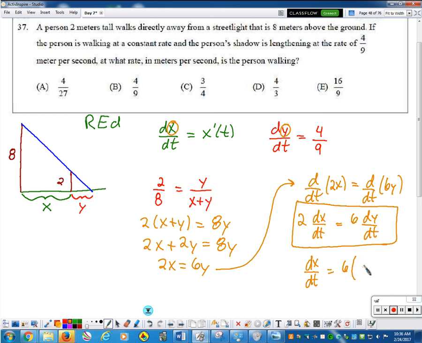6 gets multiplied by 4/9, and the whole thing gets divided by 2. Go ahead, talk to me. Questions? Bell rang, the question?